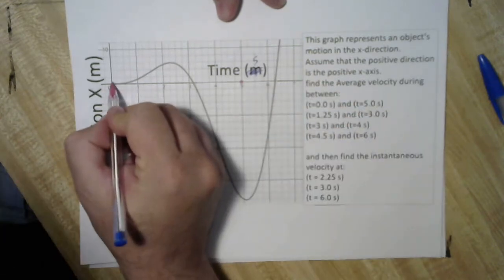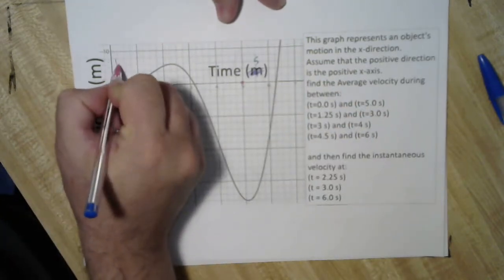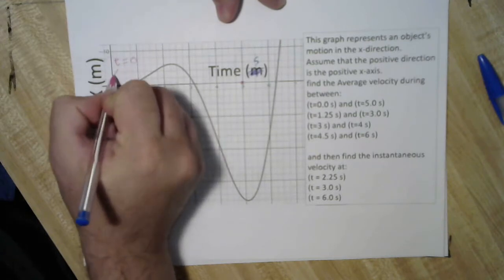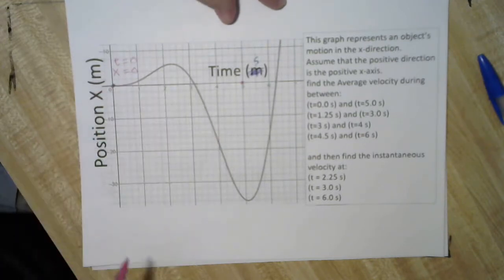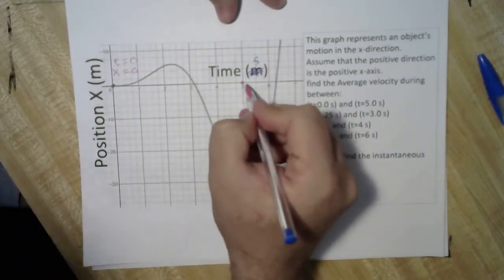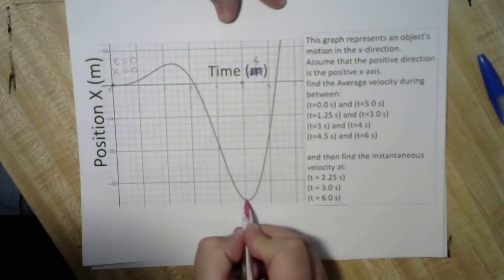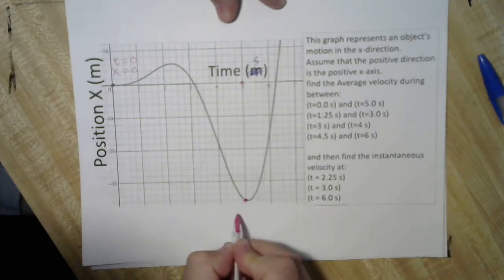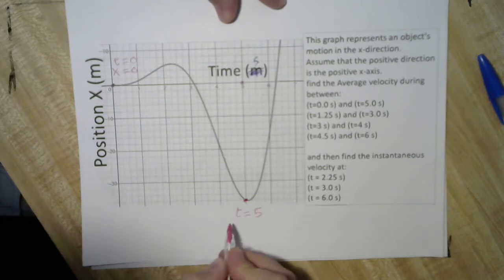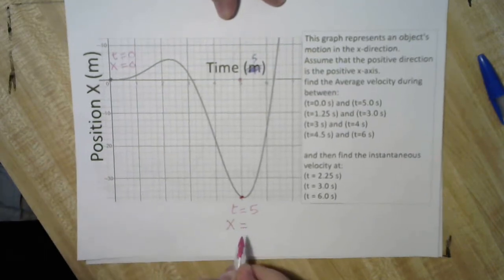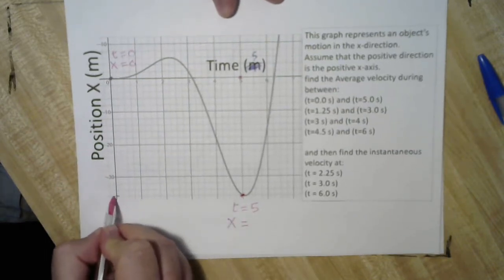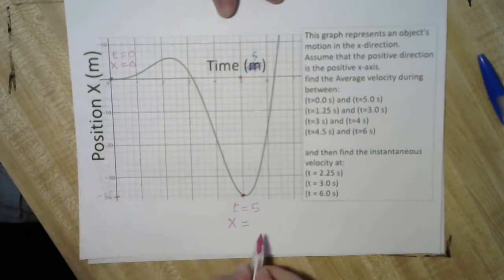At t equals 0, I have t equals 0 and x equals 0. At t equals 5, the body is here: t equals 5 and x equals minus 36.